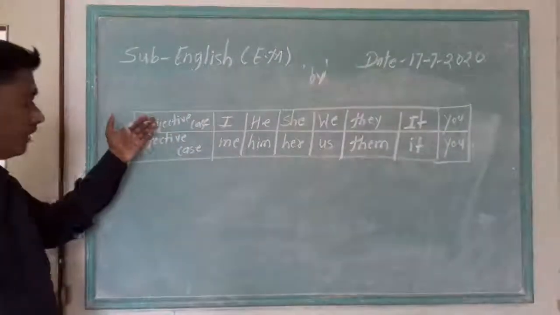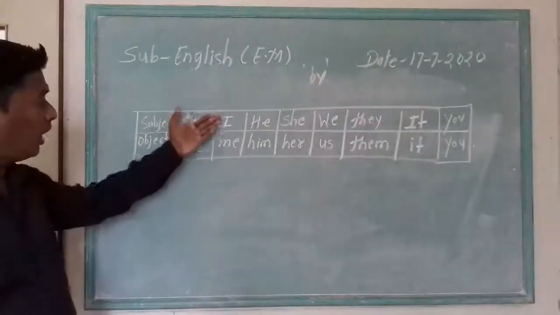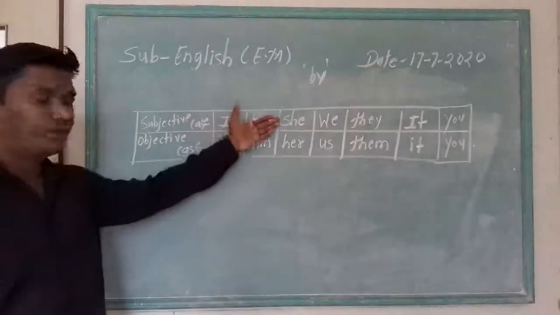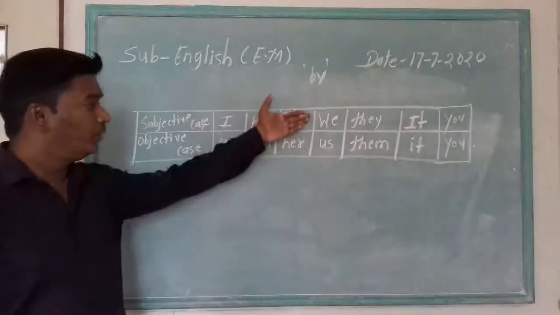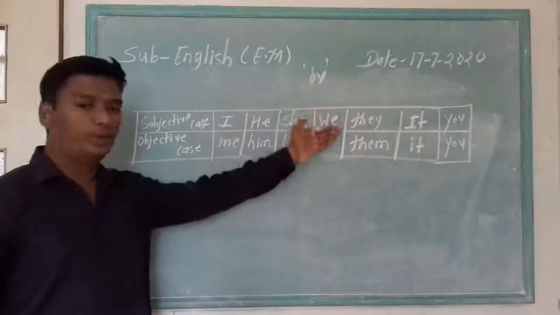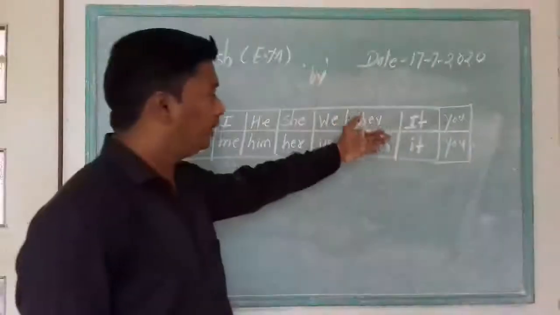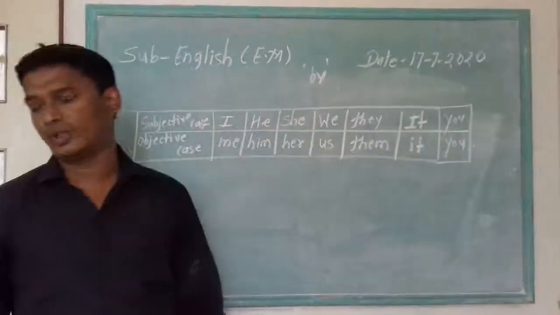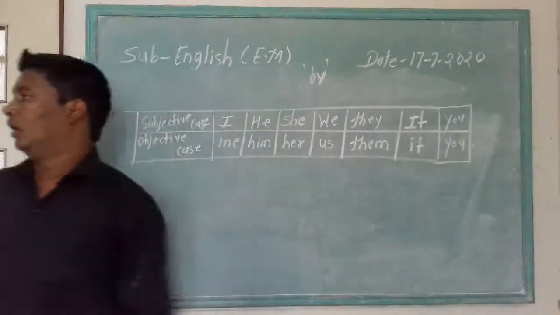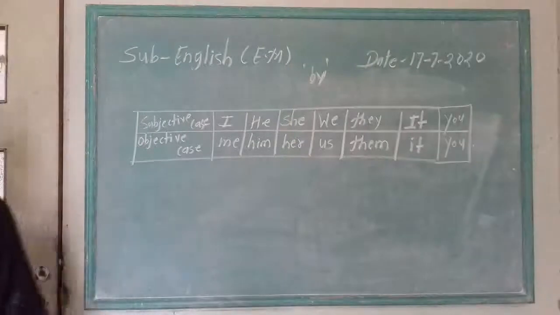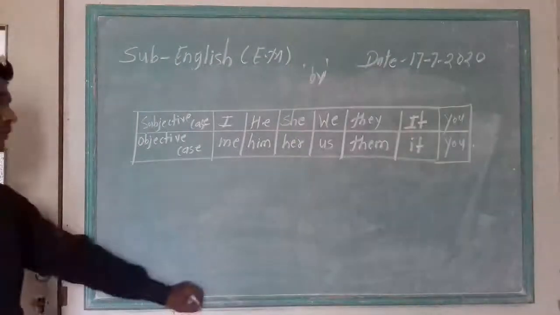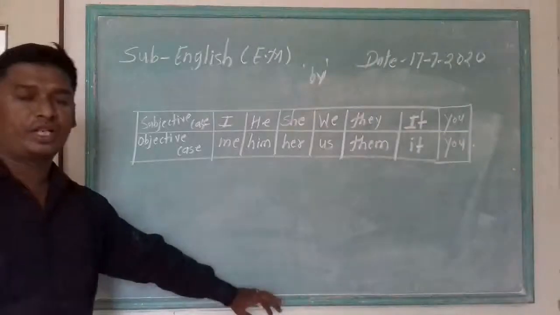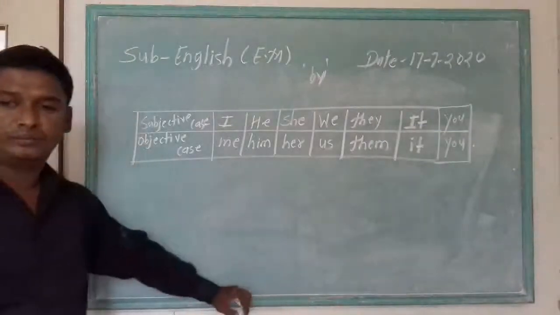Look, subjective case and objective case. Write down: I into me, he into him, she into her, we into us, they into them, it into it, same, you into you. These are the subjective and objective cases. It's very important you should know the subjective and objective cases of pronouns.